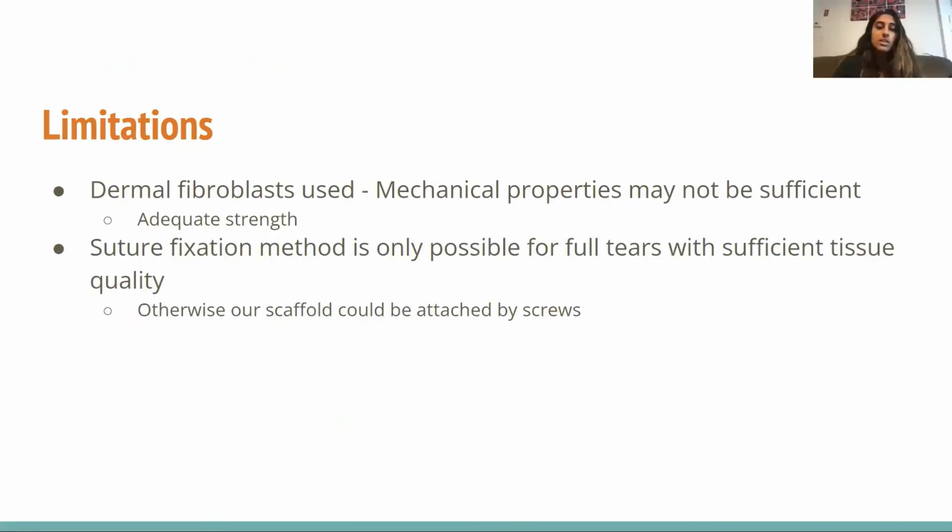So our solution is not without limitations. We're using dermal fibroblasts and not ligament fibroblasts. Therefore, our scaffold may not have adequate strength, which is something we could test for. We chose to use dermal fibroblasts in order to avoid another invasive procedure and cut down on costs. Another limitation is that the suture fixation method is only possible with full tears and sufficient tissue quality, which limits our demographic. For partial tears or if tissue quality is not sufficient, our scaffold could still be attached using interference screws like that in reconstructive surgery.